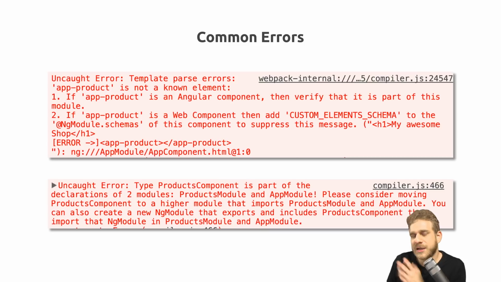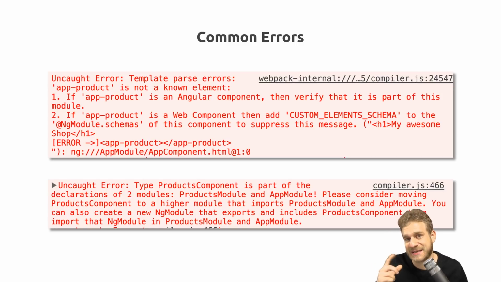Let's have a look at a few. Here are two error messages. The first one says uncaught error template parse errors. App product is not a known element. You often get that if you forget to declare your custom components. So if you didn't add them to the declarations array in app module. Make sure that you check if that's the case.